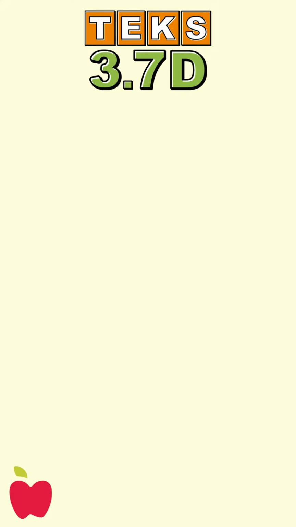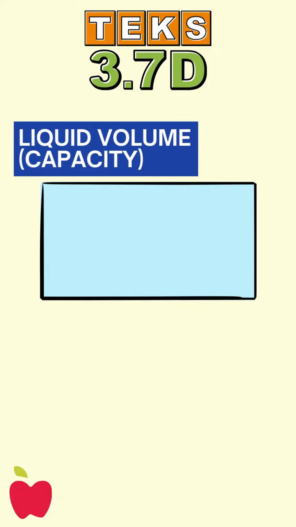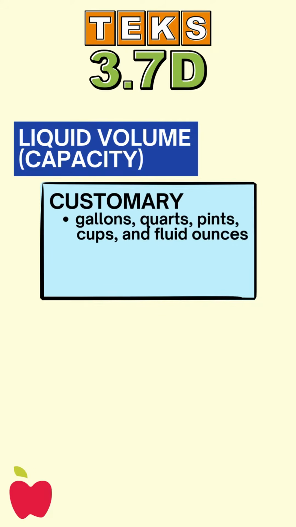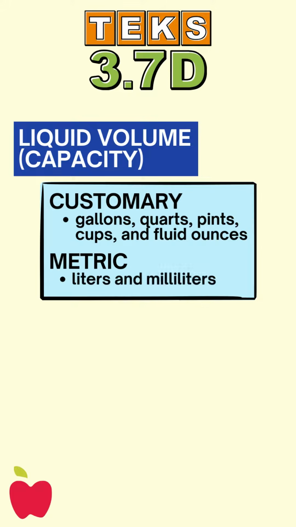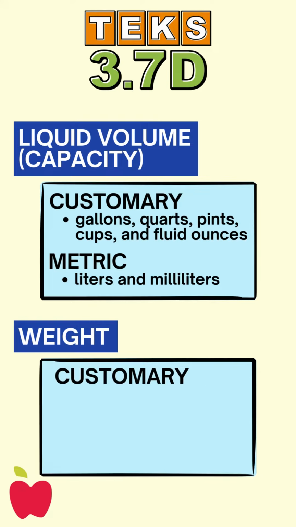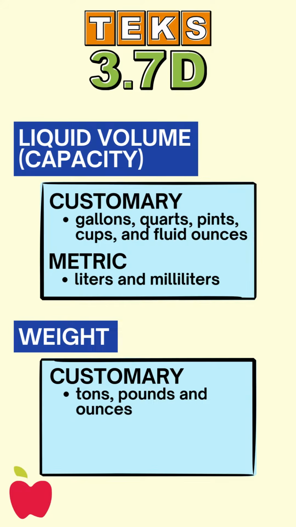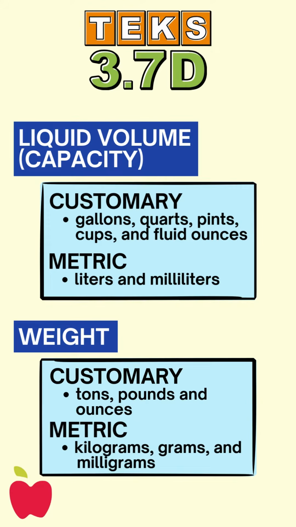So remember, for liquid volume, customary units include gallons, quarts, pints, cups, and fluid ounces, while metric units include liters and milliliters. For weight, customary units are tons, pounds, and ounces, while metric units are kilograms, grams, and milligrams. Always choose the right unit based on what you're measuring.